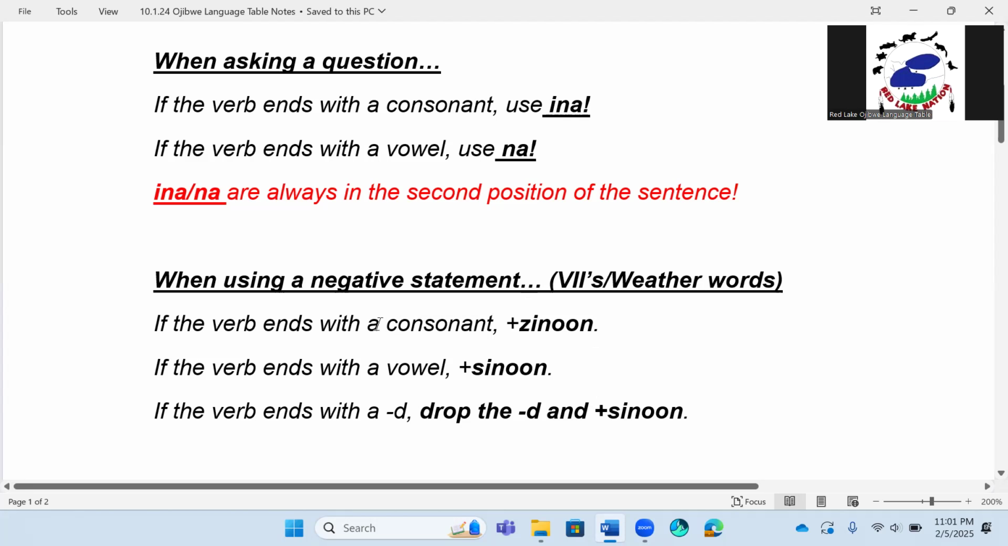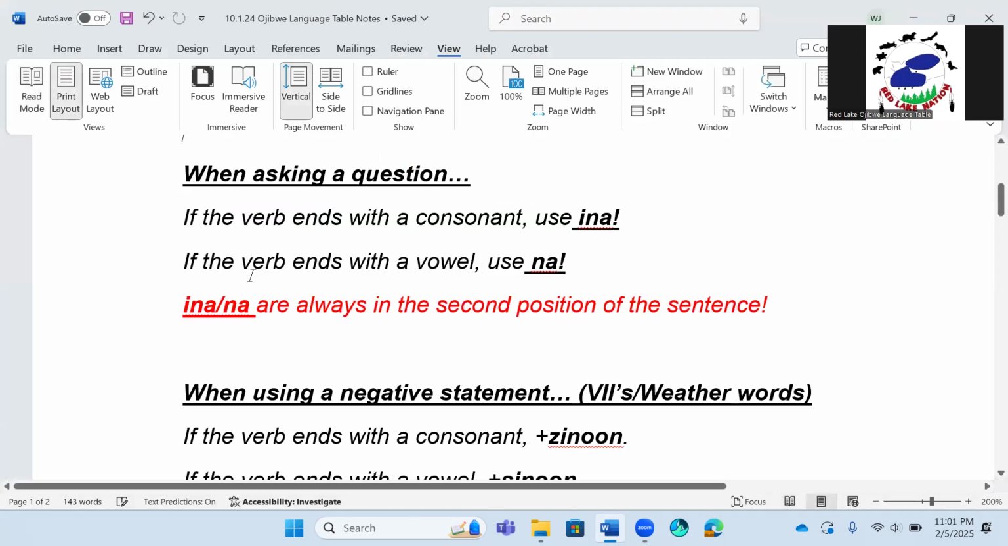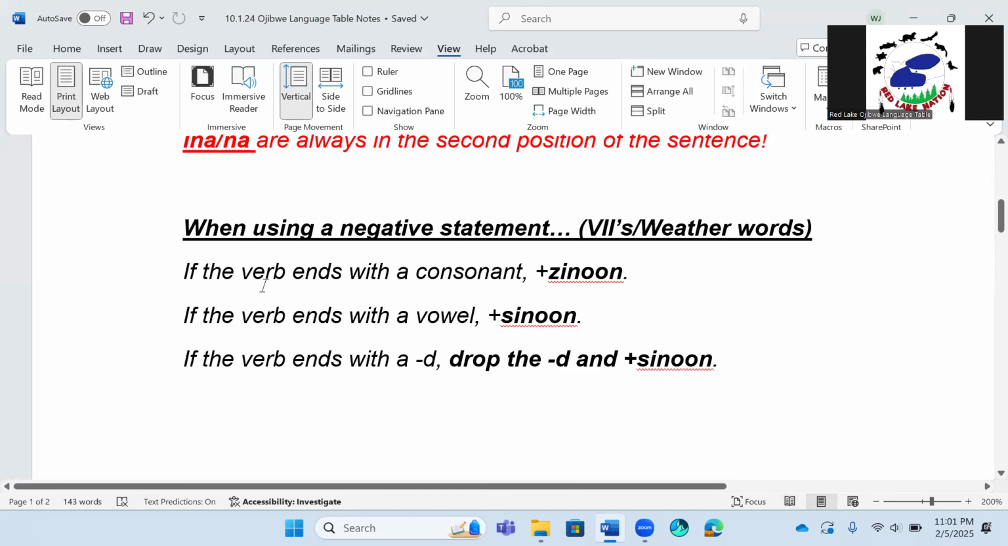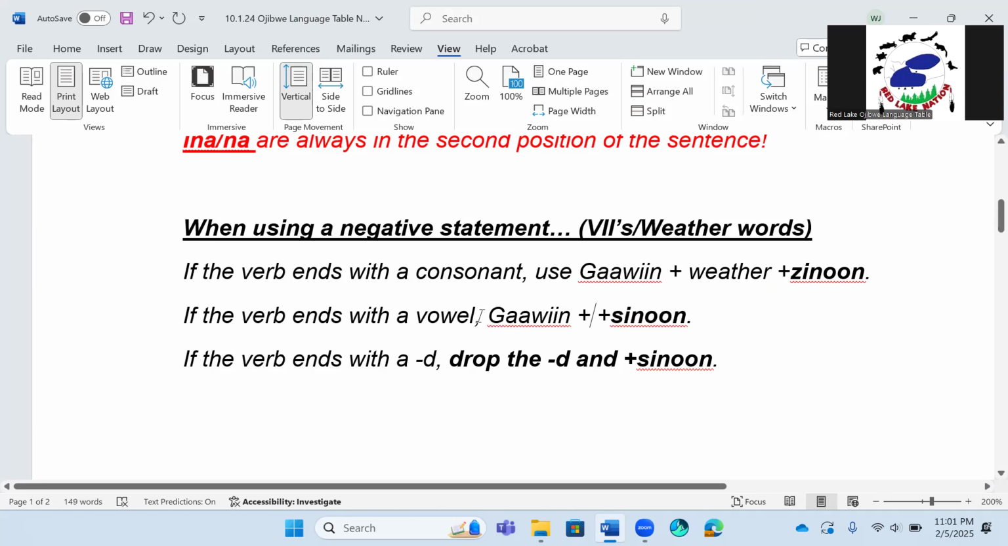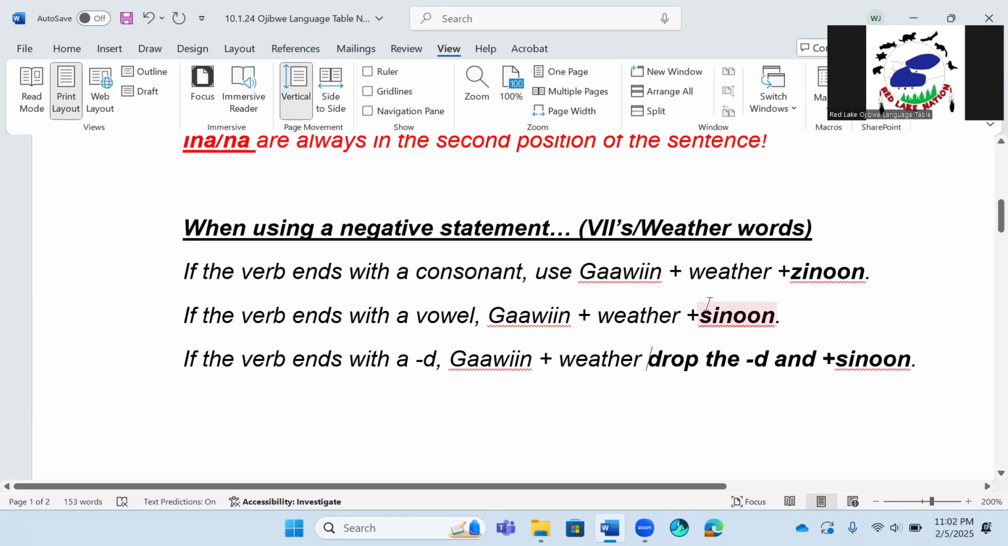All right, so I already know what's missing here. If I go back to edit the document, we're just going to add when using a negative statement, and if the verb ends with a consonant, we're going to use Gawin plus your weather word plus Zinun. And same goes for this: Gawin plus your weather word plus Sinun. And if it ends with a D, Gawin plus weather word, and then drop the D and add Sinun. All right, so that's what we'll leave for that.